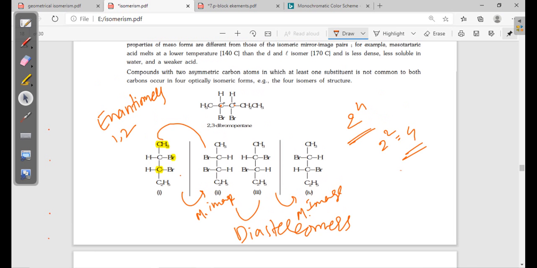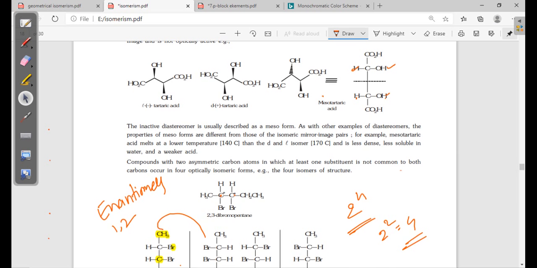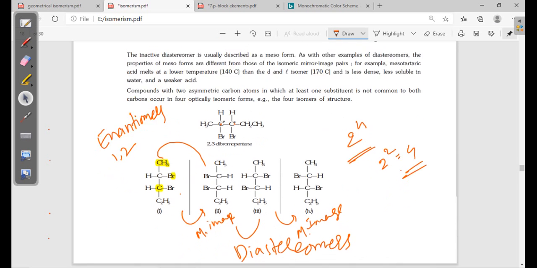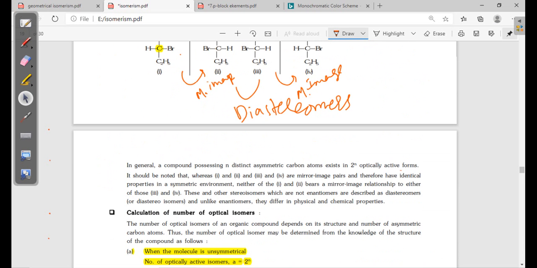Next, one more is there, homomers. Enantiomers, diastereomers, then homomers. Homomers are mesomers, we can say. The mesomer means if both are the same, if they are superimposable, that is called homomers or isomers.